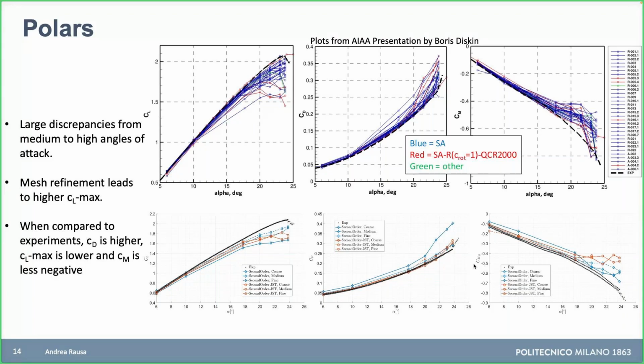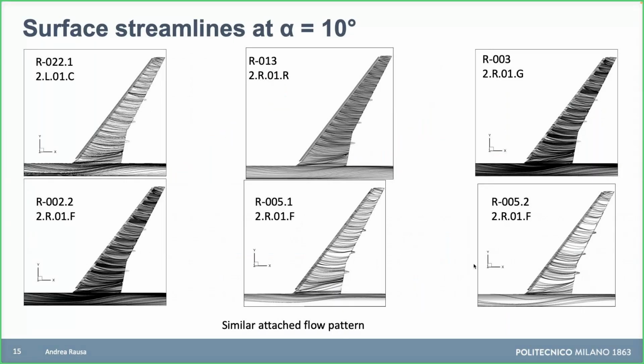It's actually difficult to graph here because there are lots of curves, but we can see the surface streamlines visualization for 10 degrees of angle of attack. So here there's 5.1 and 5.2. This is Roe plus MUSCL, and this is JST in this case. And these are other solvers, just randomly picked. And you can see that in this case, at 10 degrees of angle of attack, we are all on the same page. So completely attached flow. Here there is some recirculation towards the fuselage.